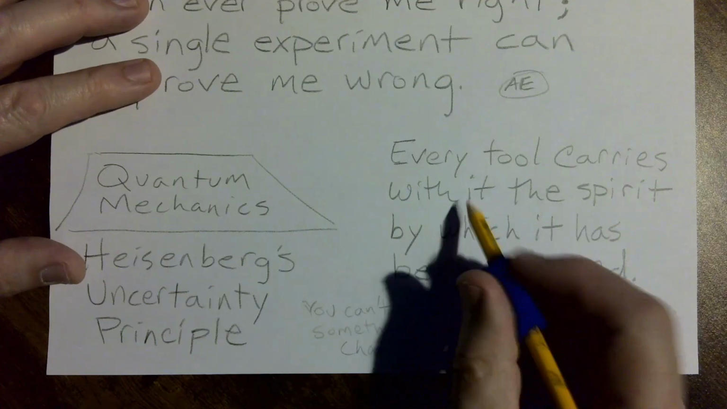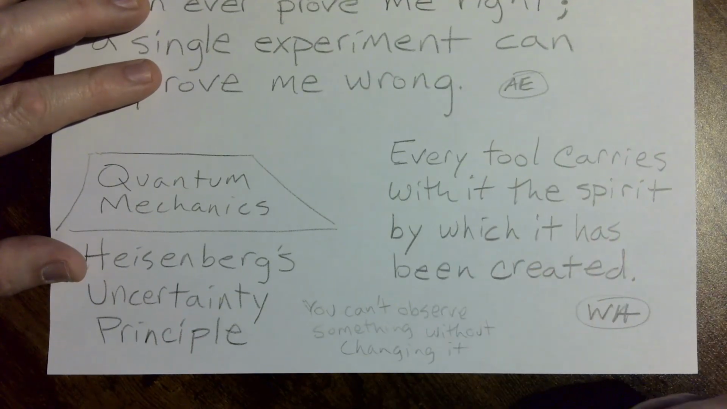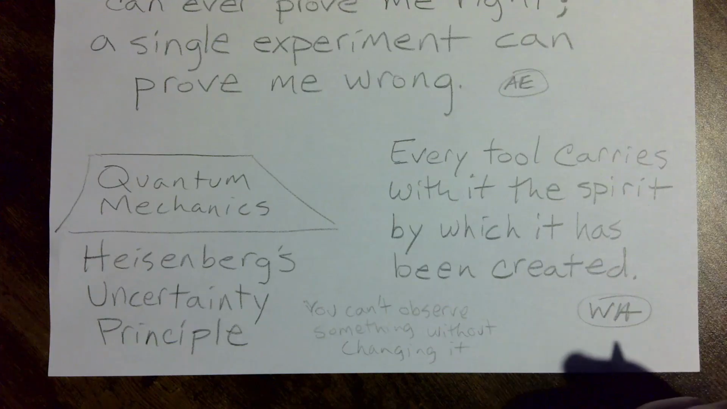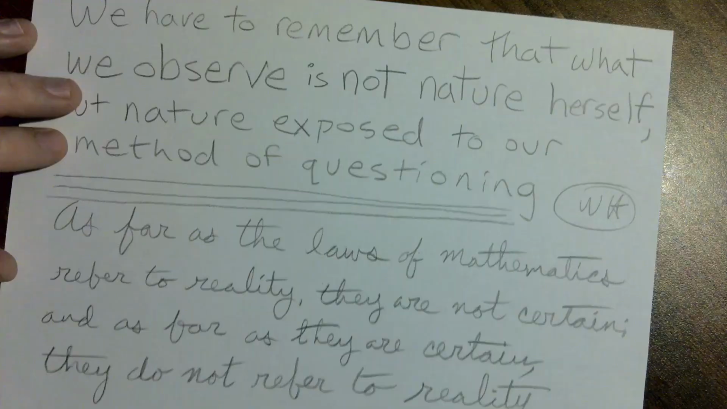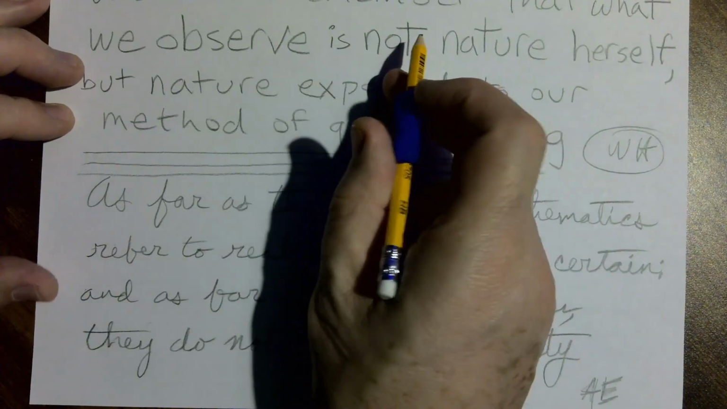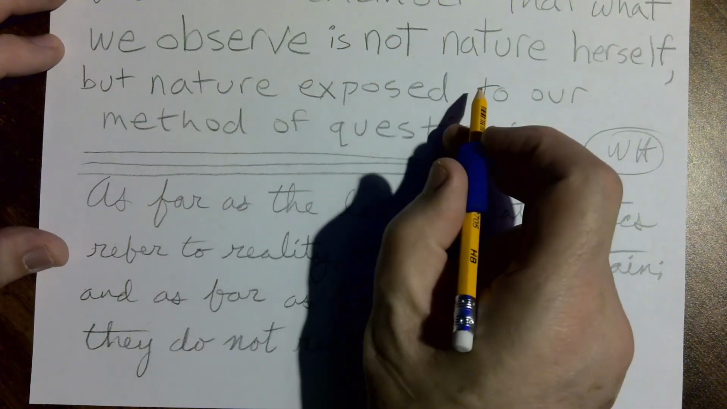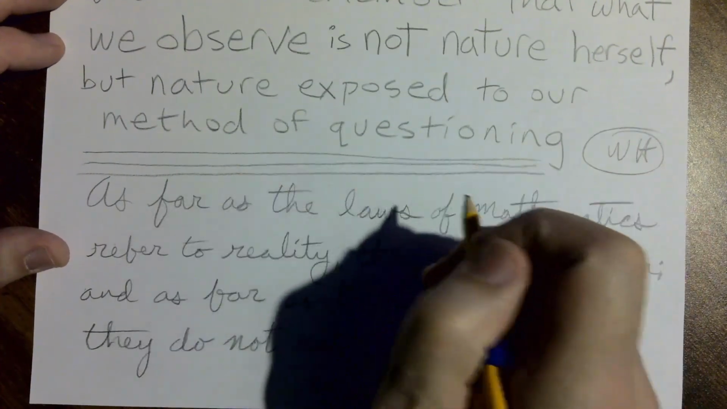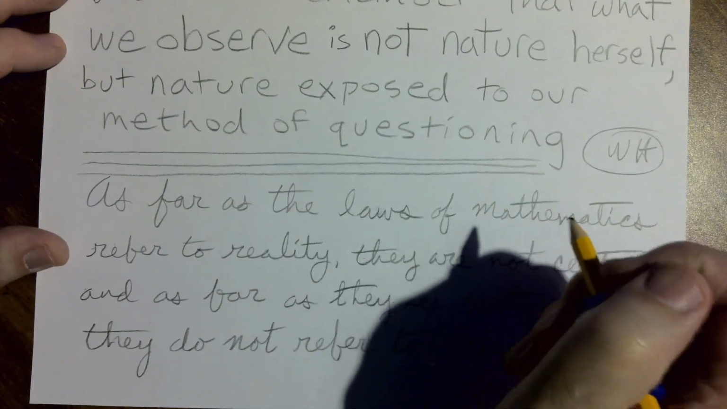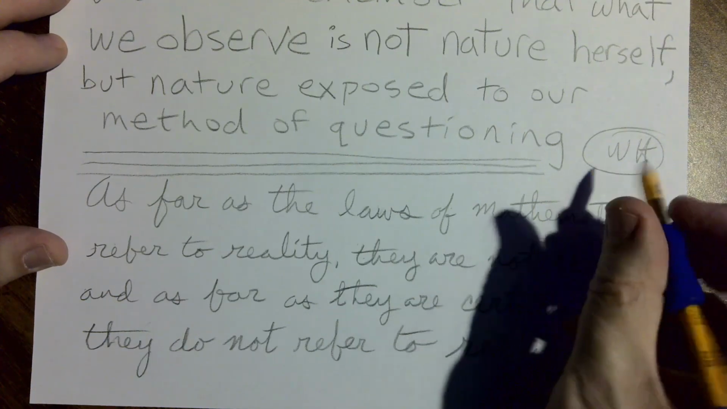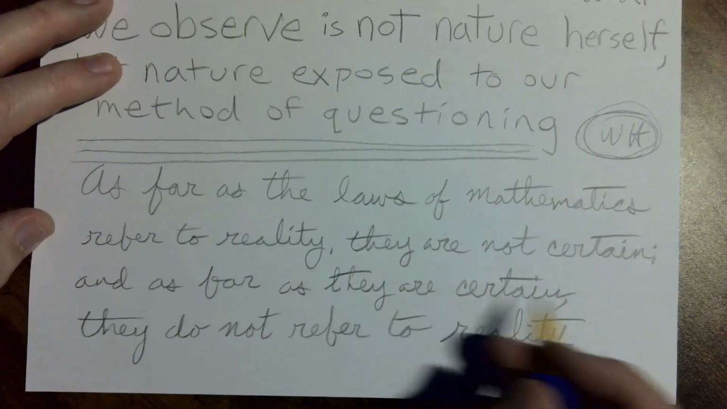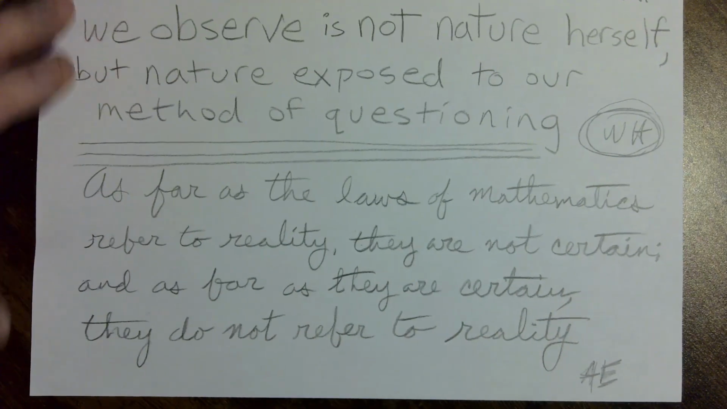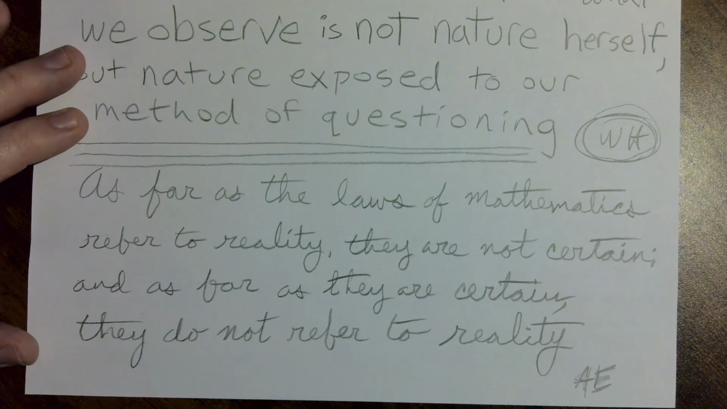Heisenberg said, "Every tool carries with it the spirit by which it has been created. We have to remember that what we observe is not nature herself, but nature exposed to our method of questioning." As far as the laws of mathematics refer to reality, they are not certain. And as far as they are certain, they do not refer to reality. Albert Einstein said that.